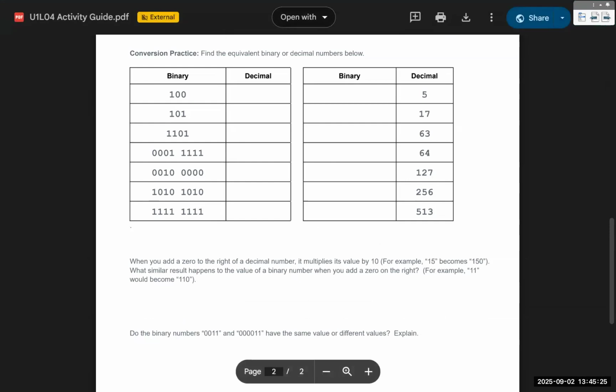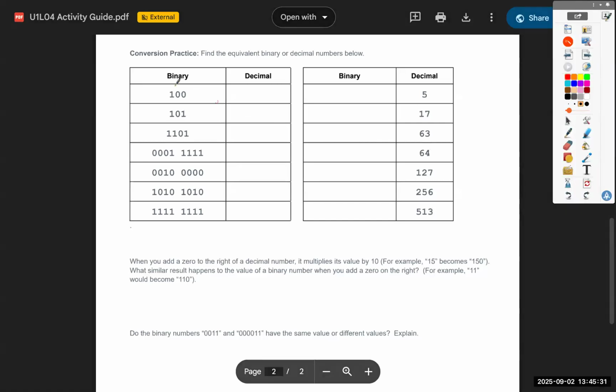Okay, so on the back, starting on the left, binary of 1, 0, 0. Super easy. We get a 4, and that's it. It's 4. Next one, we get a 4 and a 1. That's 5. Here we get an 8, a 4, and a 1, which is 13.